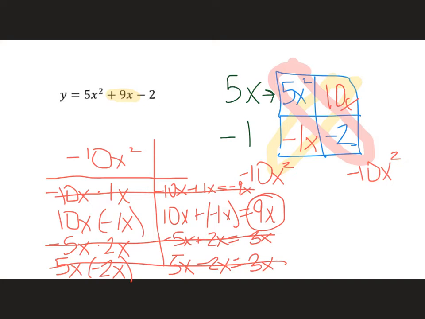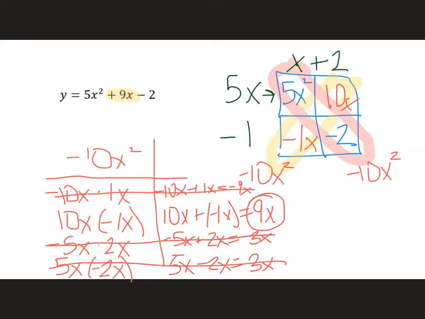Now you could do the exact same thing on the columns, see what they have in common. But what I like to do here is figure out, well, what did they multiply by to make those boxes? So 5x times what would have given us 5x squared? This is kind of like when we divided. So 5x times x would have given us 5x squared. 5x times 2 would have given us 10x. So that's going to be x plus 2.